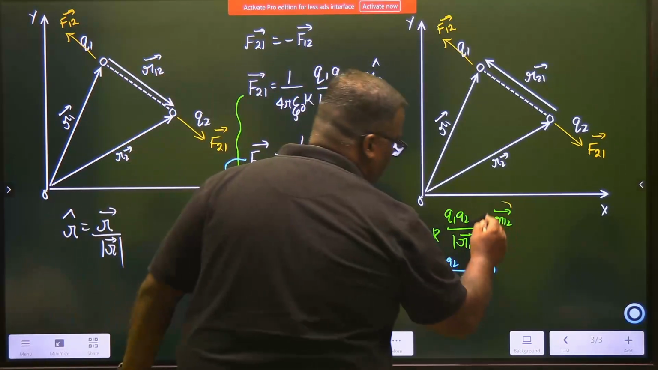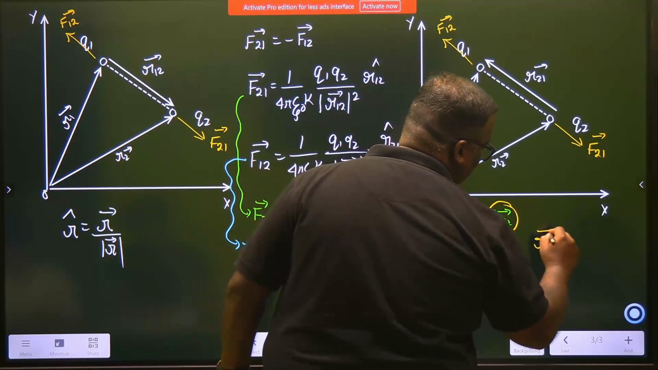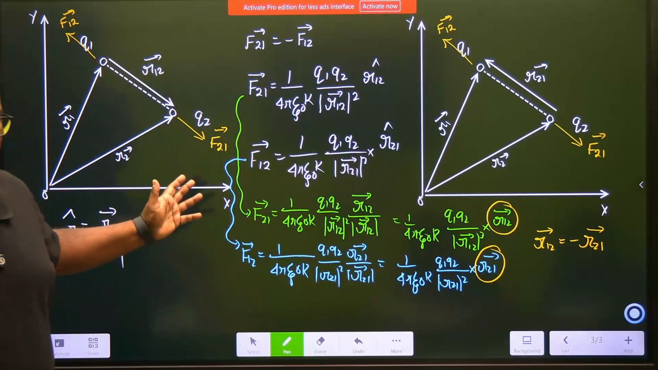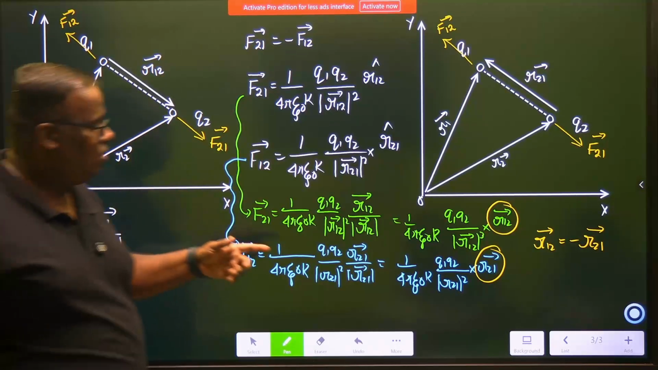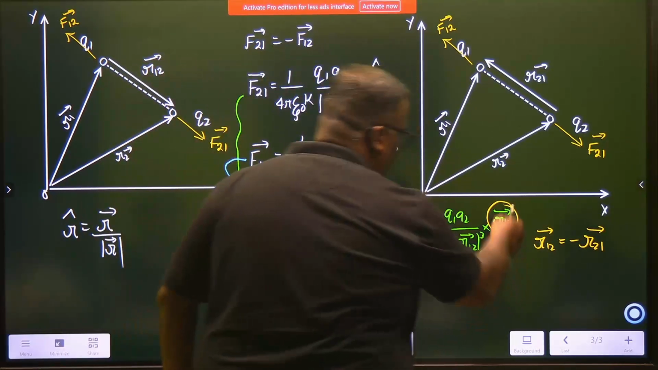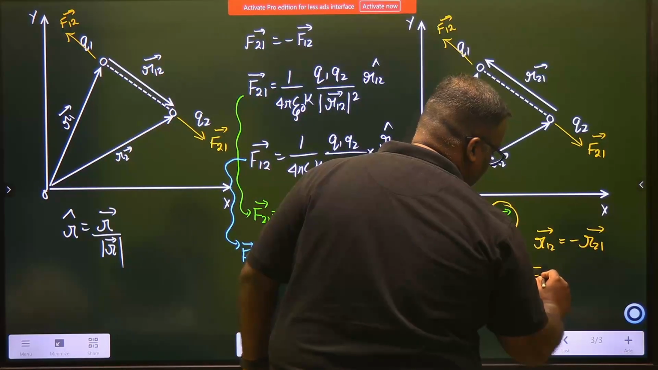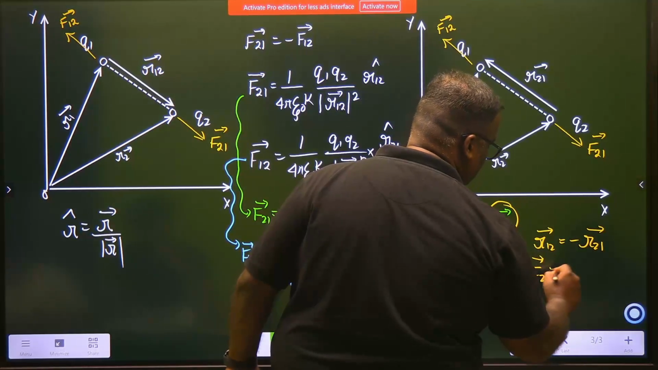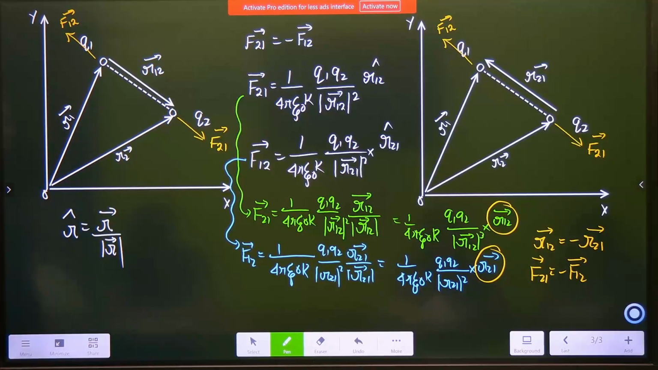And now you play that wonderful thing which you play between these two, that R12 is negative of R21. This I have already shown in the previous one, PQ and QP, right? So based on this, you can just swap R12 to R21. You can say that F21 is equal to negative of F12. Forces are same, they're just opposite direction. This is Coulomb's law in vector form.